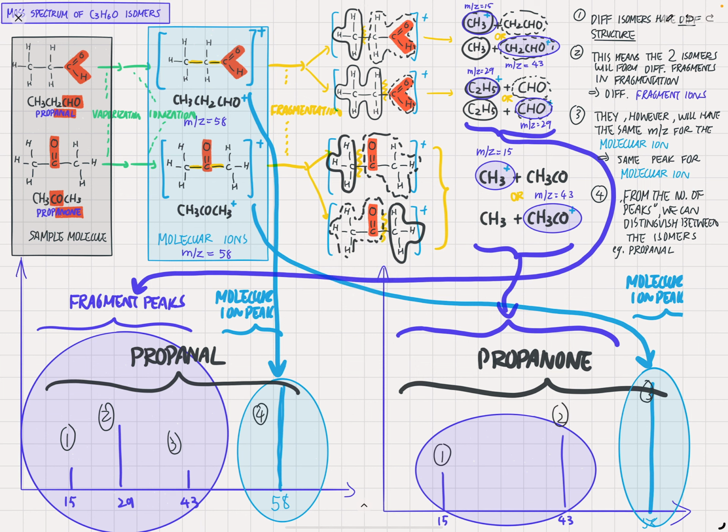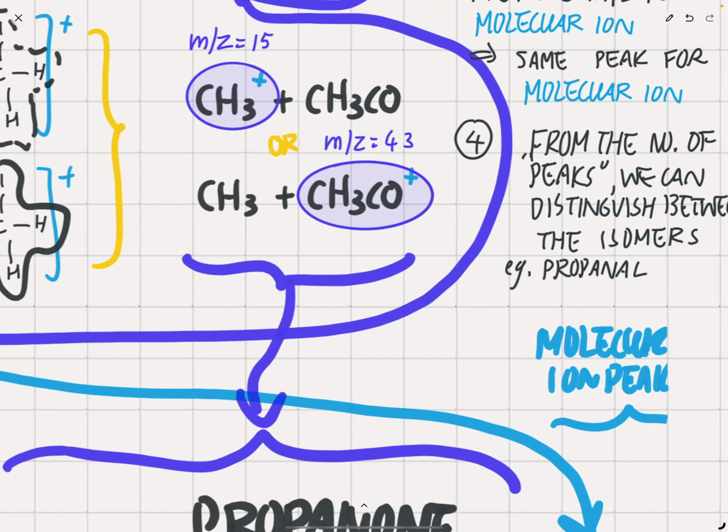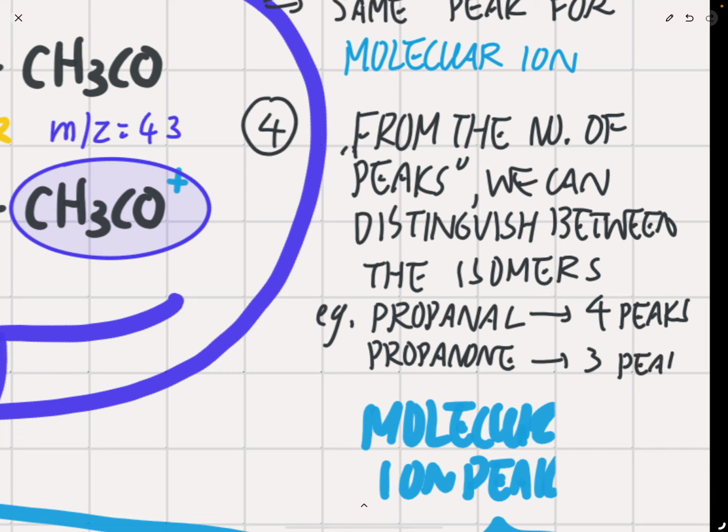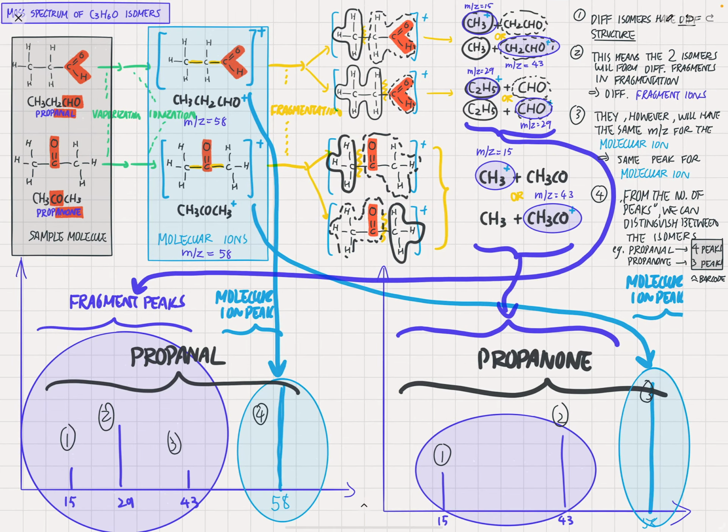So it's kind of like a barcode for a molecule. A different molecule will produce a different fragmentation pattern, and as a result, a different number of peaks. So that's how we know. You have 4 peaks here for propanol, while propanone has only 3 peaks. So these are kind of like the barcode of the molecule. So this is how we use the mass spectrometer.